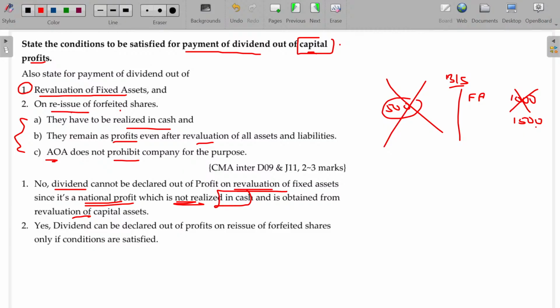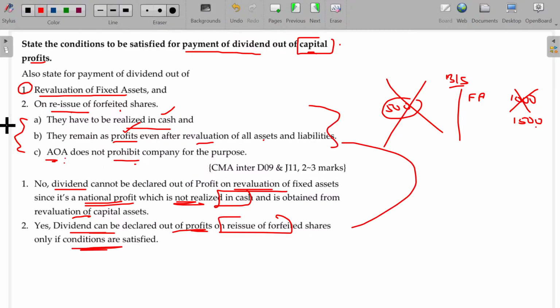Yes, reissue of forfeited shares, because that amount is realized in cash and this profit is available even after the revaluation, and AO also doesn't prohibit. Yes, dividend can be declared out of the profits on reissue of forfeited shares, only if the conditions are satisfied. So all the conditions are satisfied. So in this case, yes. In this case, no. In this case, yes. And another case, no. Clear?